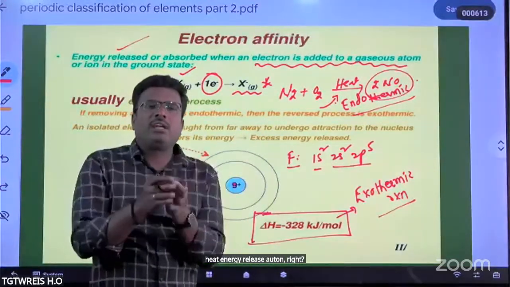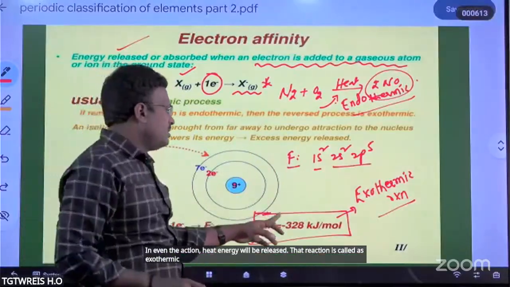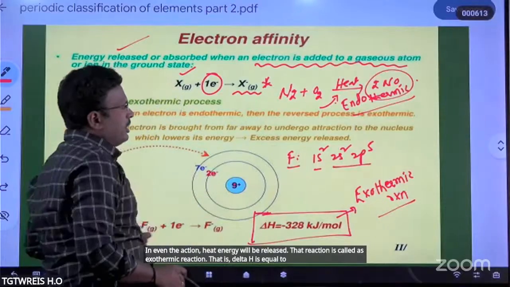In this reaction, heat energy will be released. That reaction is called an exothermic reaction. That is, delta H is negative, we have to say, right?